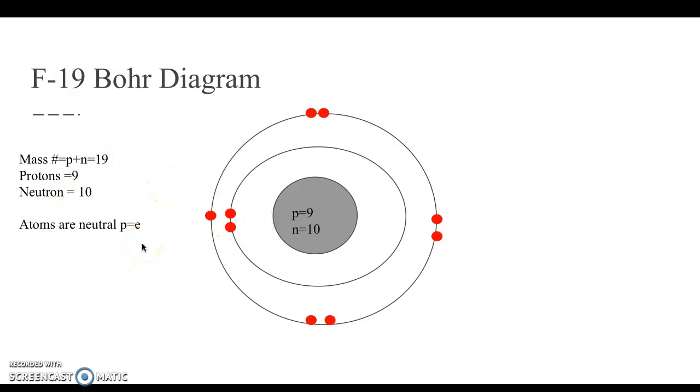And because we're looking at a neutral atom, the number of protons equals the number of electrons. So there should also be 9 electrons, 2 in our first energy level, and 1, 2, 3, 4, 5, 6, 7 in our outer energy level, or our 7 valence electrons. Also a reminder that on your reference table, the electron configuration is in the bottom corner, and it should say 2, 7, which again reminds you how many electrons belong in each energy level.